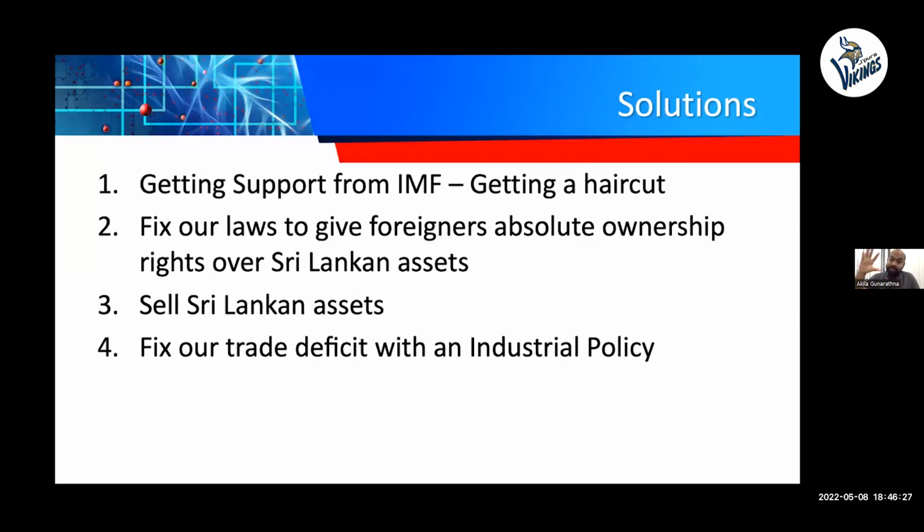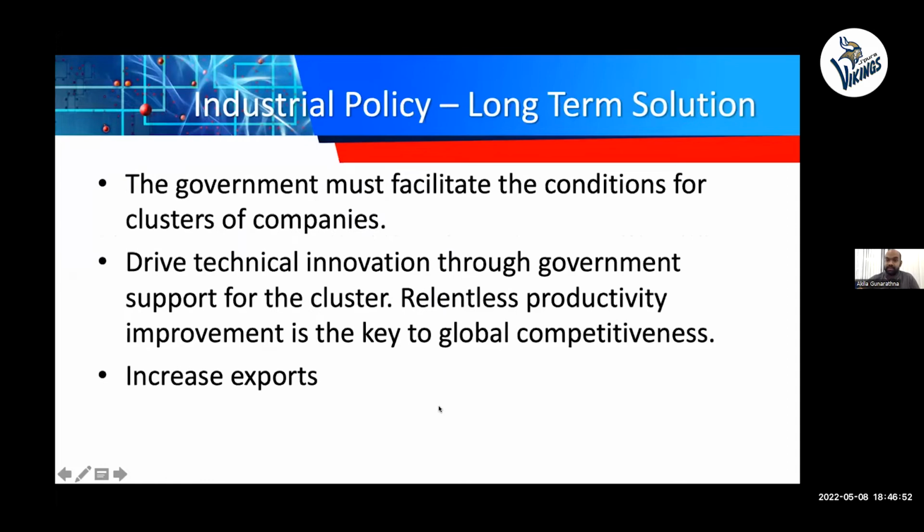And the long-term solution is to have a proper industrial policy, basically to fix our trade deficit and increase our exports. That's the way forward. You have to earn more and more foreign income. But that takes time, so the government has to support. The government has to use the money that they borrow from other countries, like the IMF, on this. With industrial policies, you can come up with new technology companies, clusters of companies that produce different items. So in a nutshell, what I'm saying is, let's try to improve our exports.